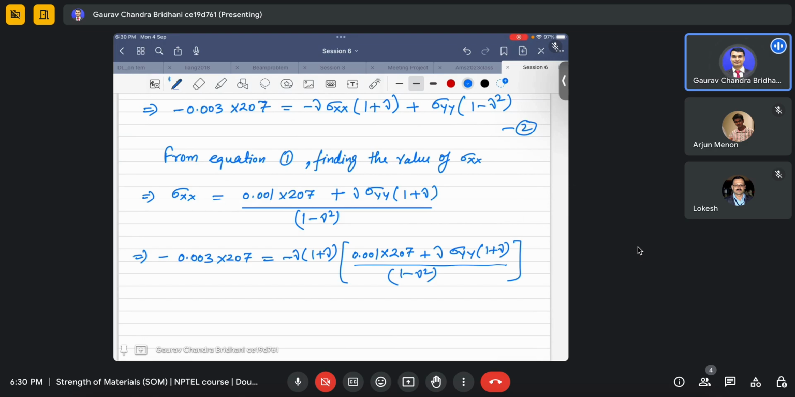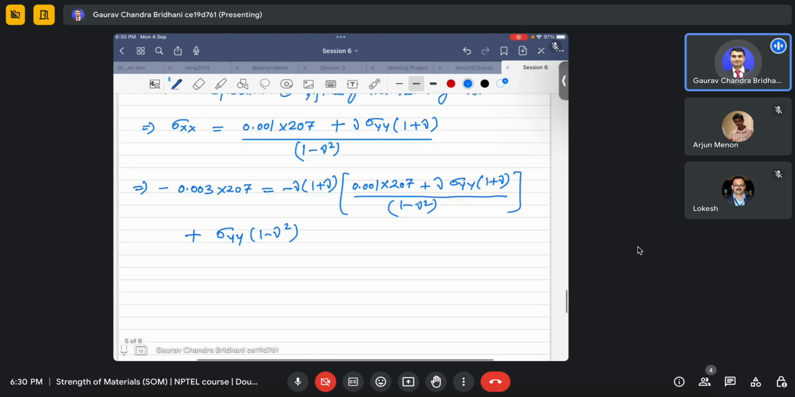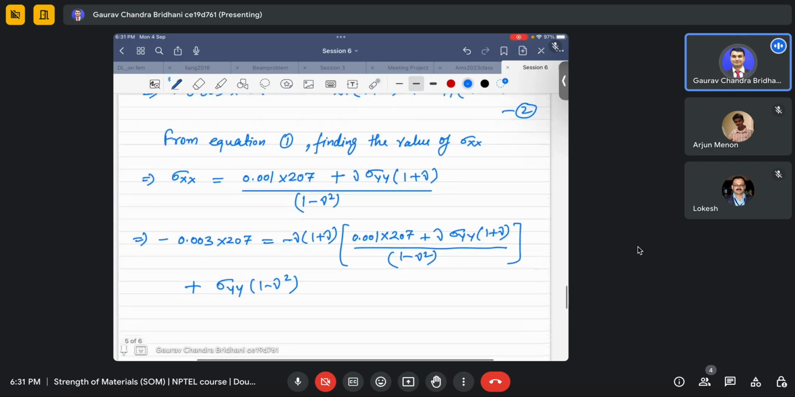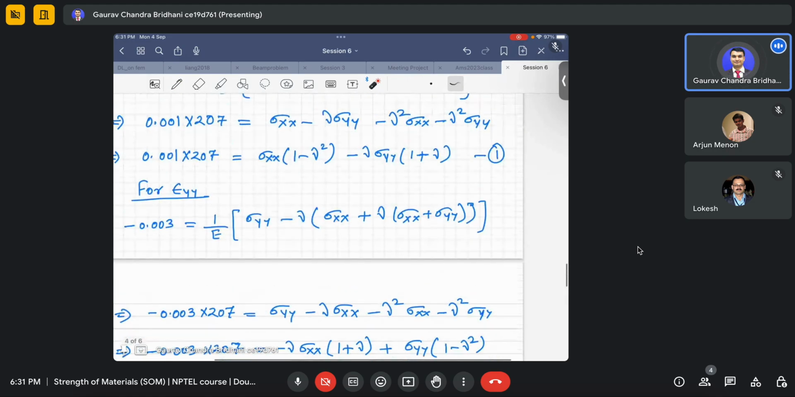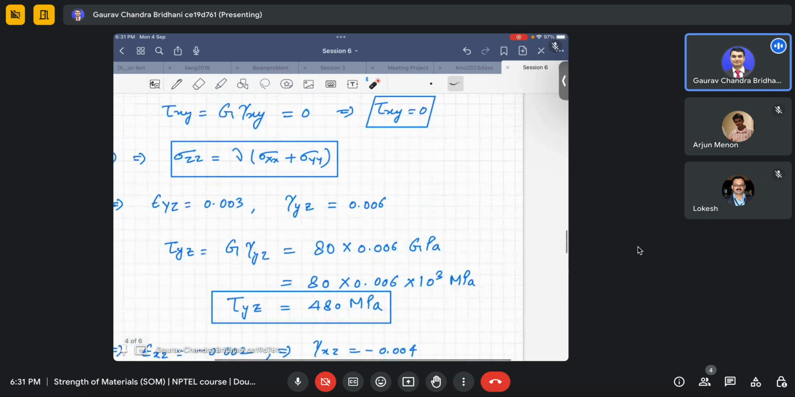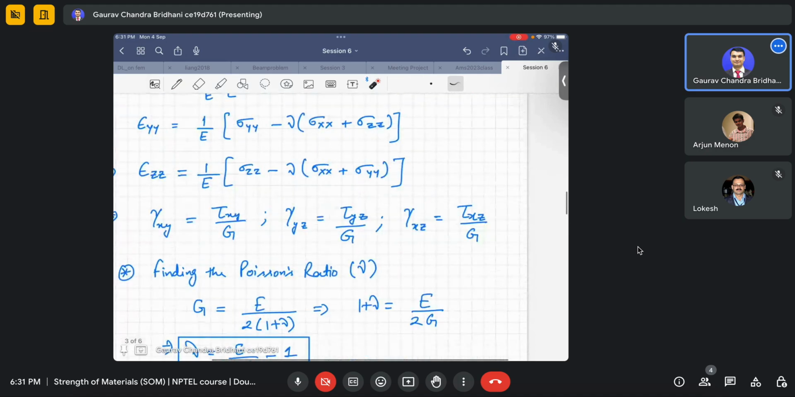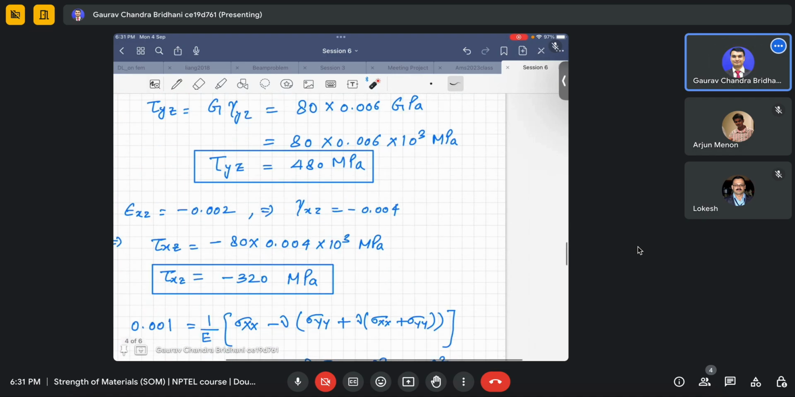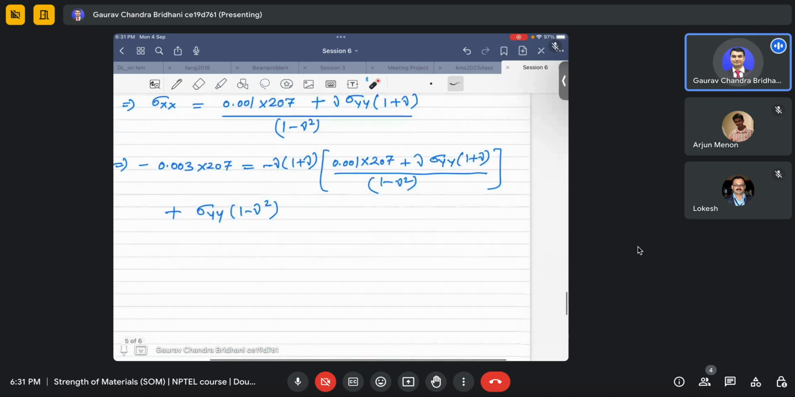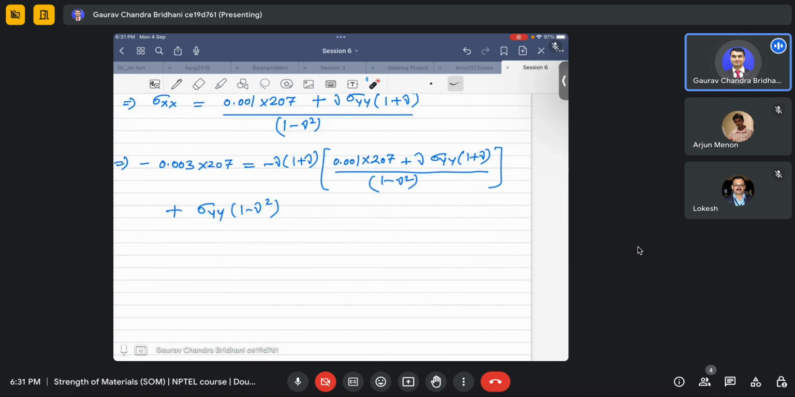And then plus sigma yy (1 minus nu square). From this equation you can find the value of sigma yy. You know the value of nu, that is 0.3. You can substitute it there and find sigma yy, and then substitute back here to find sigma xx. Then you can substitute these two values to find sigma zz, because sigma zz is related, so you can find it using this equation. But remember that at the end, whatever value you get for sigma yy and sigma xx, you multiply it with 10 power 3 to get it into MPa.